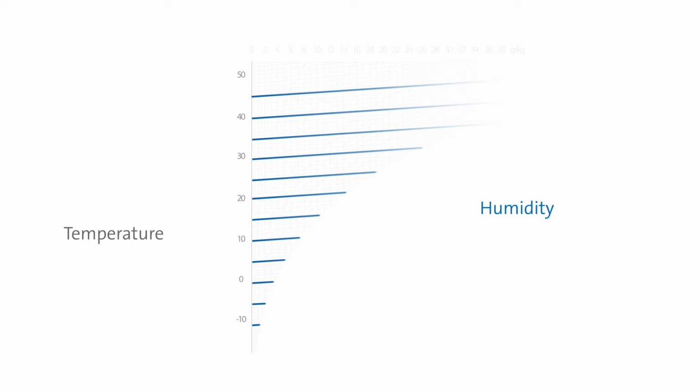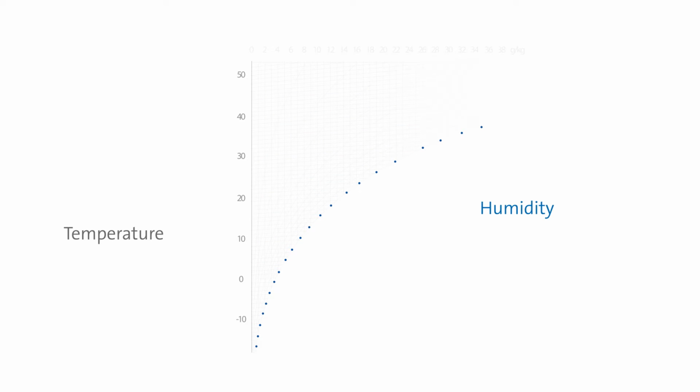At each temperature, there is a certain point at which it is no longer possible to add more water to air. This point is known as the saturation point, or dew point, since this is the point at which condensate begins to form.